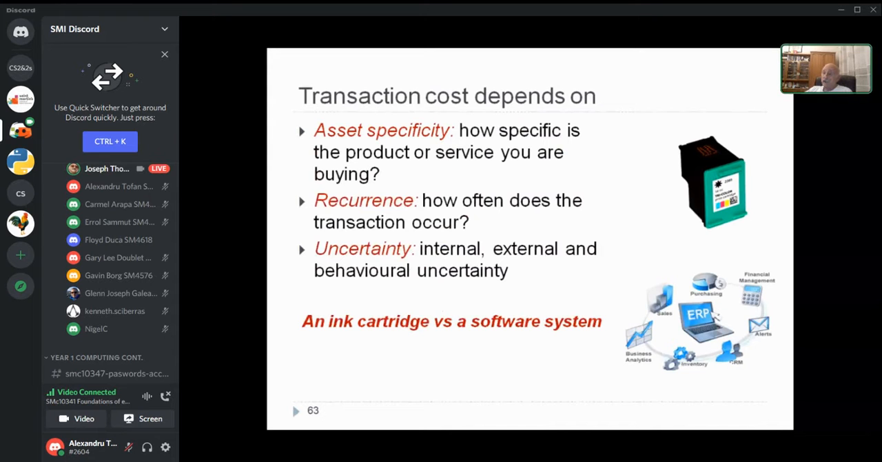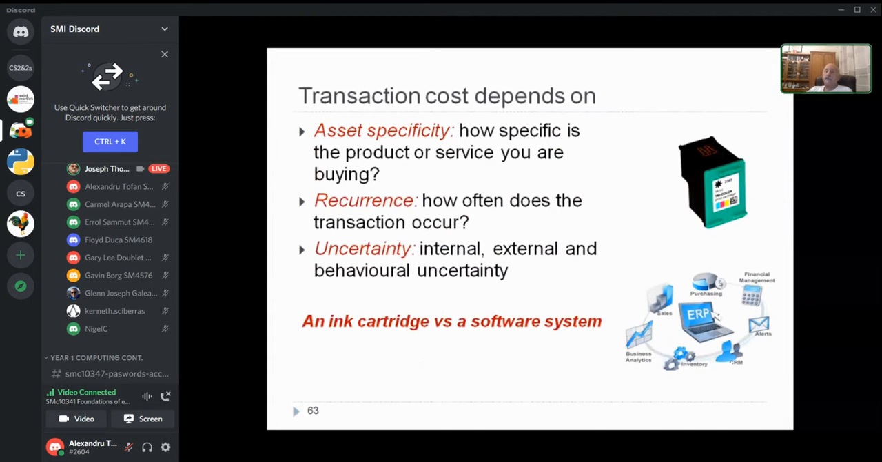Does it have to be a particular product? An ink cartridge, for example, it has to be a specific ink cartridge for your particular printer. Not all ink cartridges will fit your printer, so you would need to have a specific product. Talking about an ERP, right? It has to be specific to your industry. If you are in telecommunications, you're not going to buy an ERP that is done for the beverage industry, for example, or the other way around.